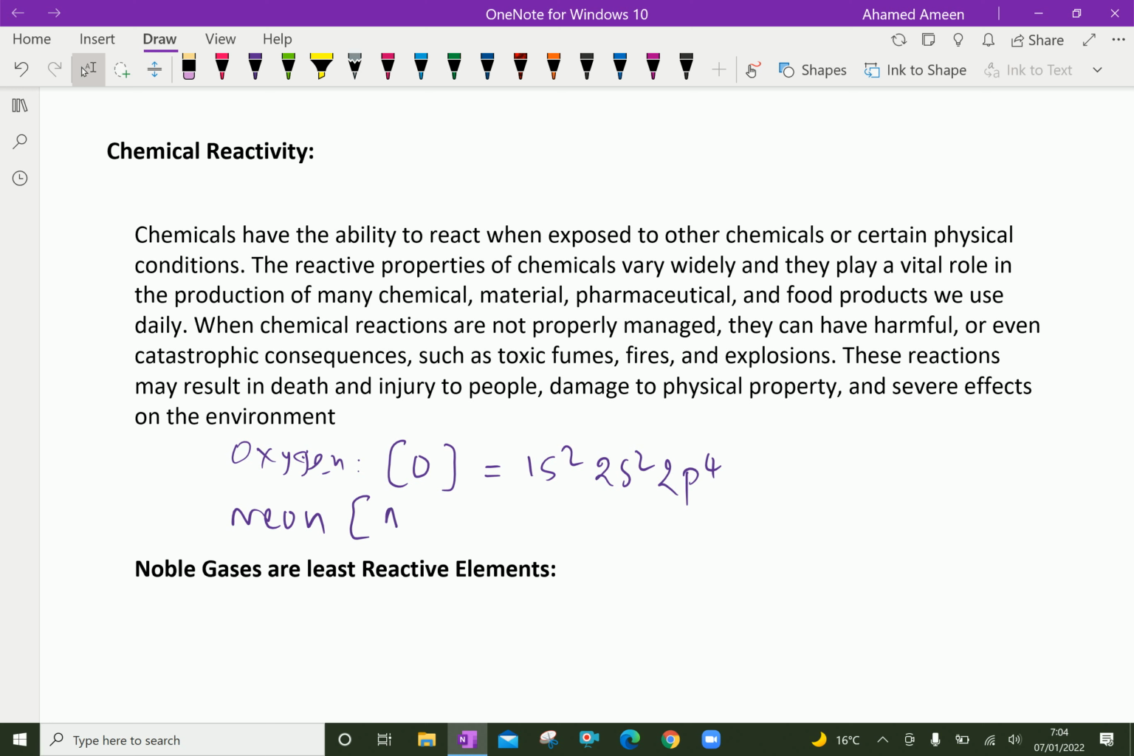The electron configuration of neon, Ne, is 1s2, 2s2, 2p6. Here the p orbital is completely filled with 6 electrons. So oxygen is more reactive, while neon is not reactive with other elements.